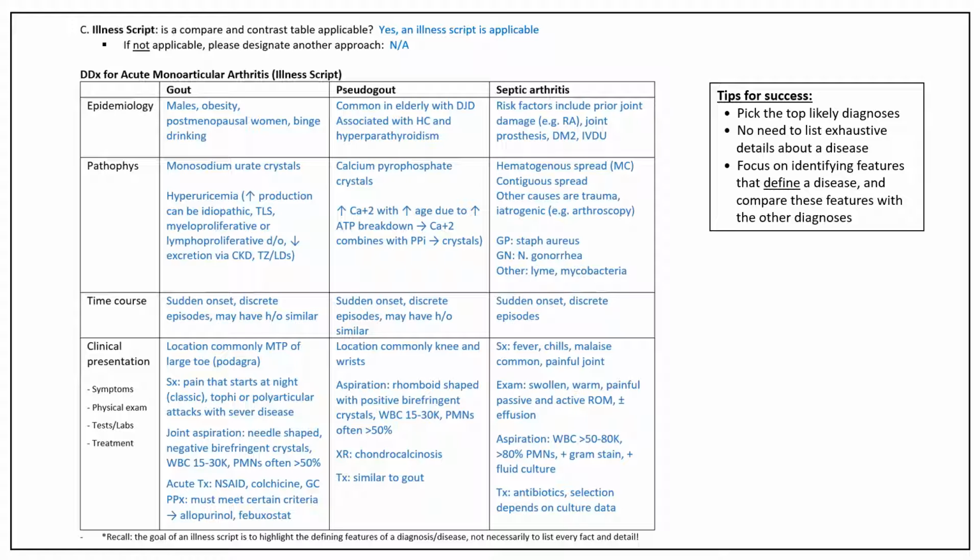Please recall that the purpose of illness scripts is not to list every single little fact about a disease. More importantly, illness scripts should really highlight the salient features of a disease and compare that to salient features of other diseases. By the end of this exercise, you should start to develop a typical patient story for each of the diagnoses in the form of an illness script.